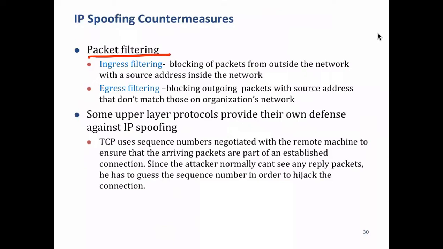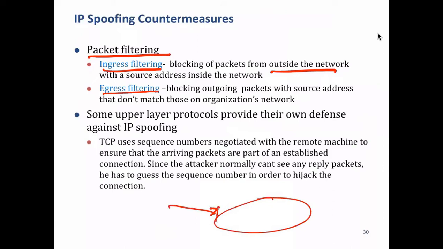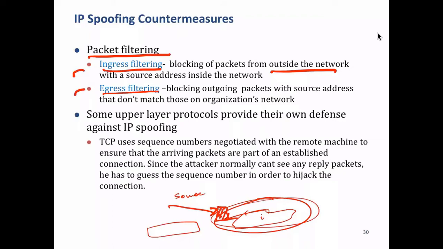So similarly, both ways you can do it. In ingress filtering, there is blocking of packets from outside the network. So this is the network, and at the entry point, you see if the source address is something from inside, because the person may want to do some insider attack. Then this will not be allowed. Similarly, packets going out with an IP address of the outside world, not of this domain. So we can have two kinds of filtering, ingress and egress.